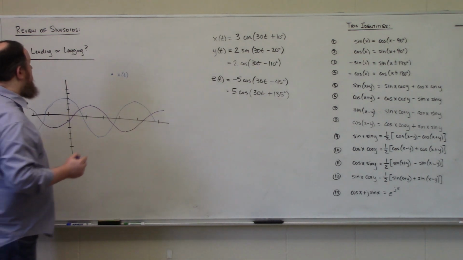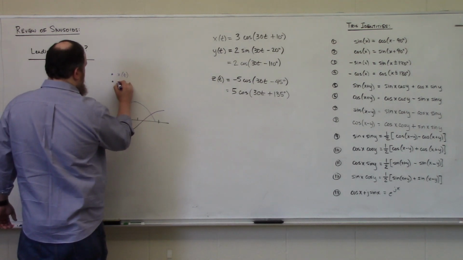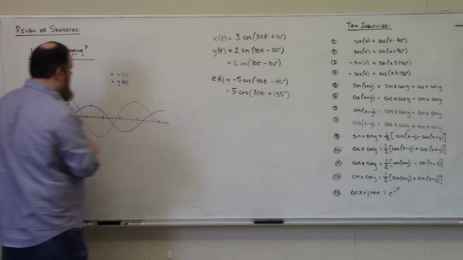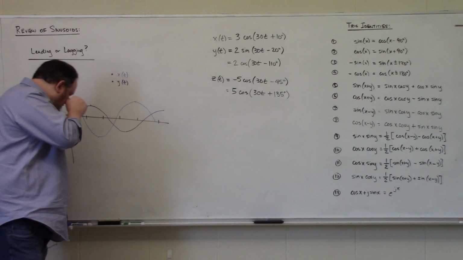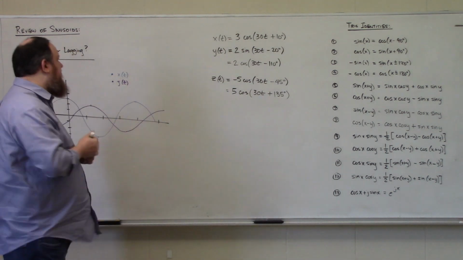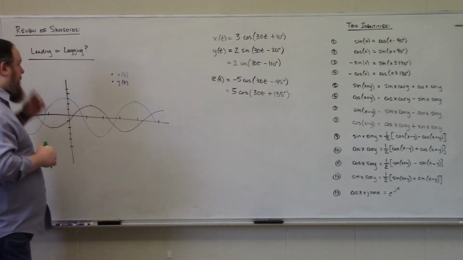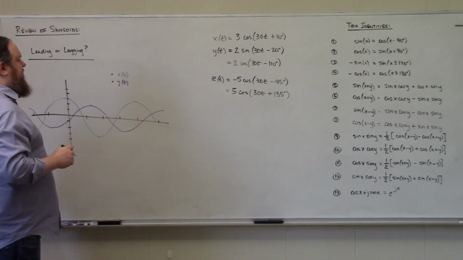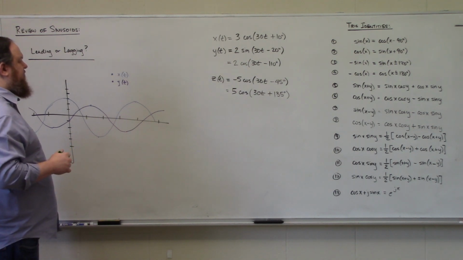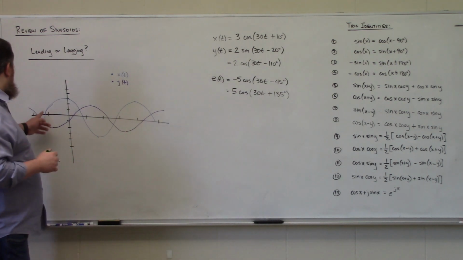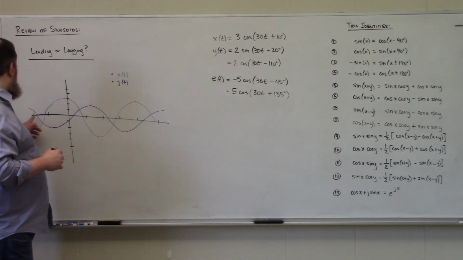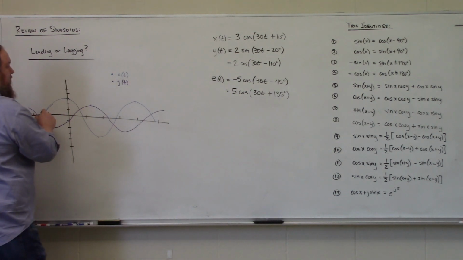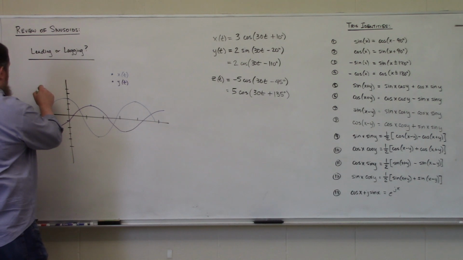So it's going to look something like this. And lastly, we're going to have z of t, and it's time shifted 135 degrees. So this would be 180, so smack in the middle here. It's going to have a peak of 5.